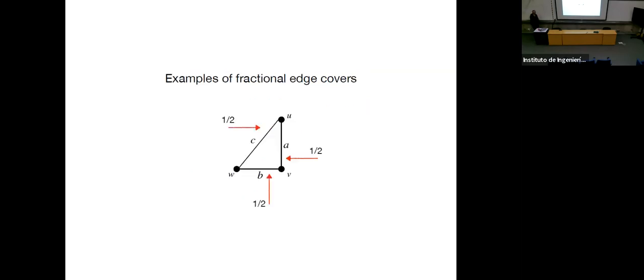Here is an example of a fractional edge cover. It is a triangle. This is the pattern, and it's a fractional edge cover of this pattern in which each edge takes value 1/2. So this vertex is covered by this plus this, which is 1, and the same for all the other vertices. This is a possible fractional edge cover, but there are also other fractional edge covers. For instance, I can take values 1, 1, and 0.